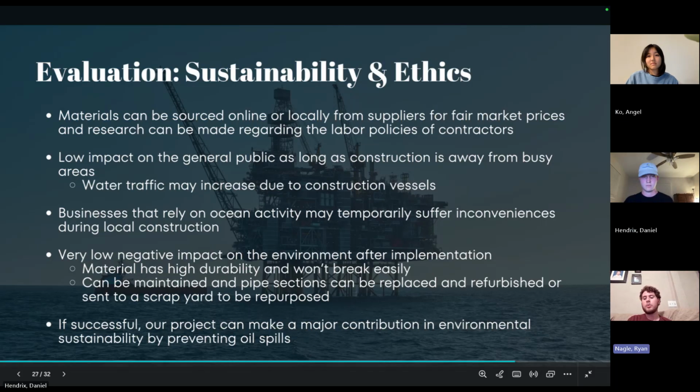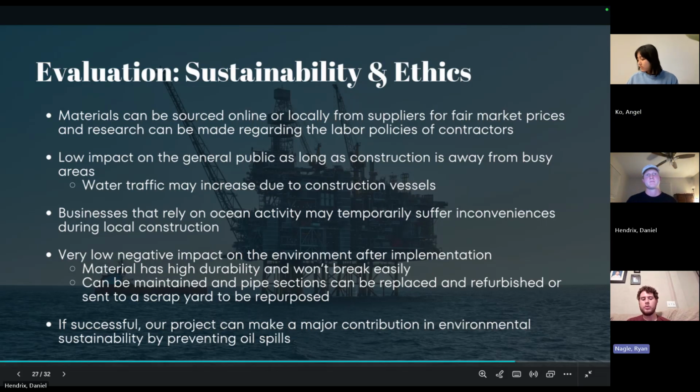But with regard to businesses, unfortunately, there are going to be some inconveniences in certain areas. I mean, it all depends on context. But areas where businesses might run like scuba diving expeditions and stuff like that, or any sort of water activities within the proximity of construction, those will be affected. But importantly, aside from that, there's going to be a low negative impact on the environment.